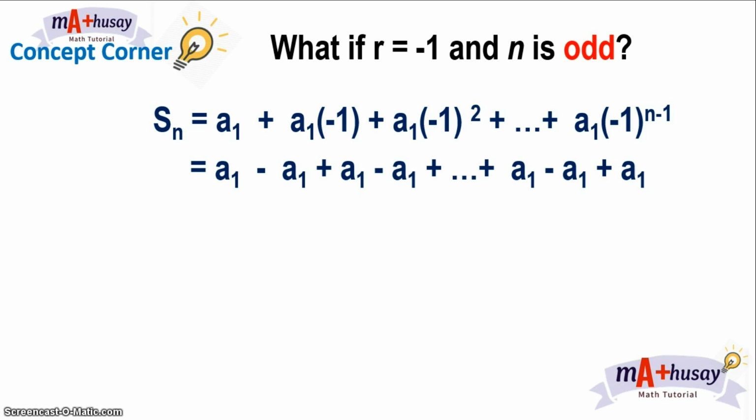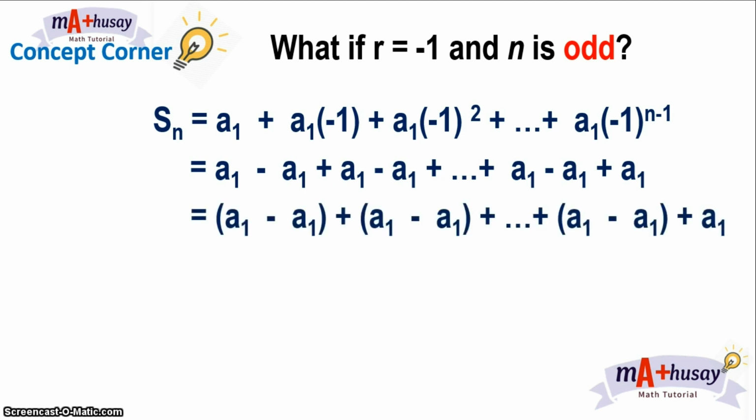And if we group them by pair, we will have this. Now, as you can see, one term is not paired, right? Since we are talking about an odd number of terms in the given sequence. Hence, if you get the sum of the terms in the given sequence with r equals -1 and the number of terms is odd, the sum will be the first term.